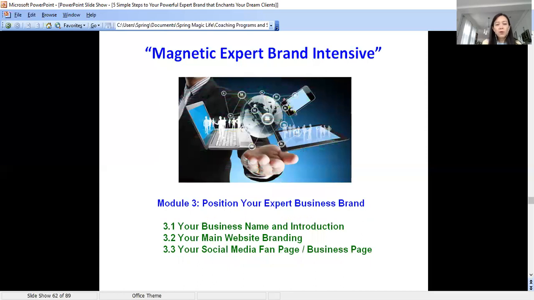And then we have Module 3, position your expert business brand. You will get your business name and introduction, your main website branding. Even though you already have a website, we will give a critique and also cover the key components that are very important for your website that could really attract and also convert your leads.